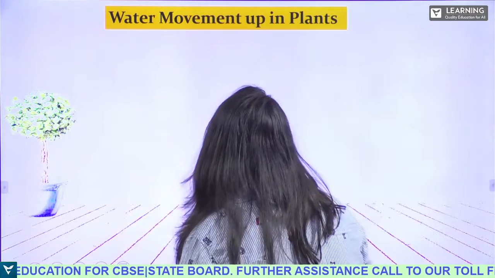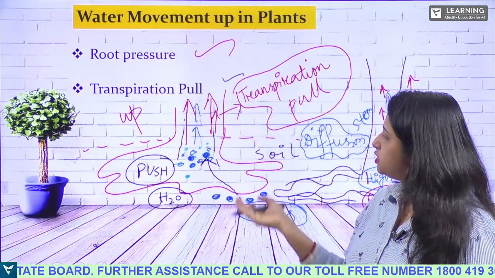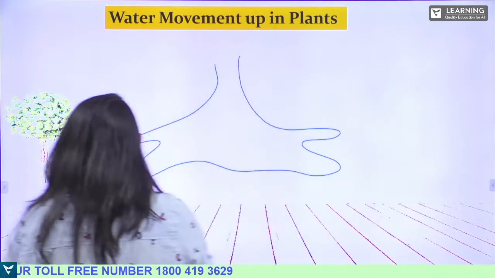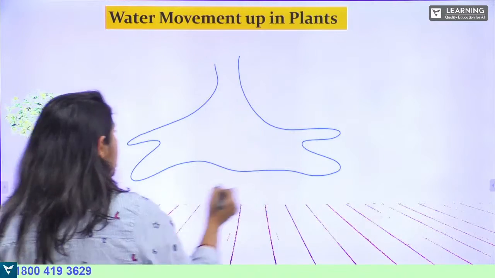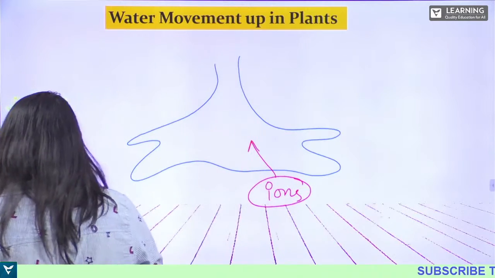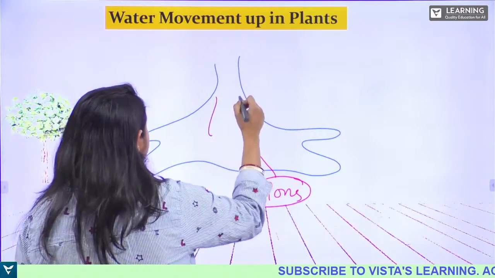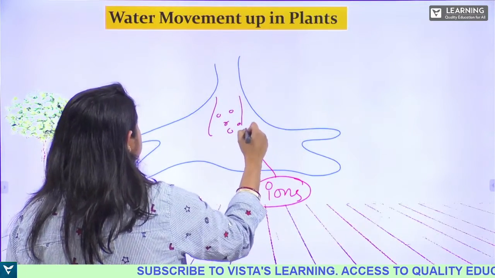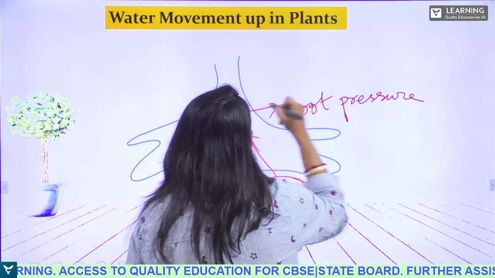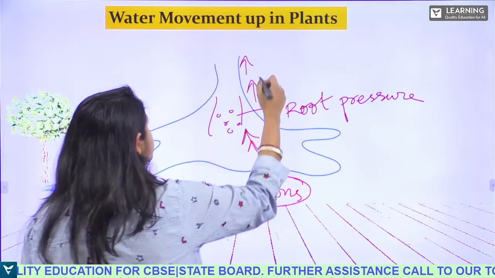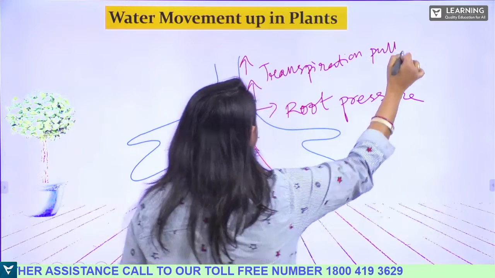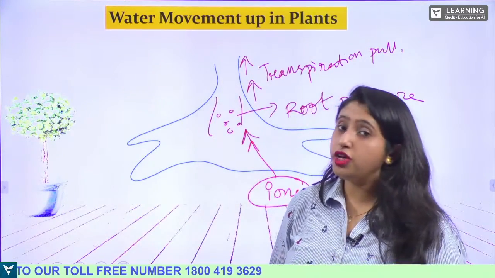Now, water movement up in plants, which we have already seen here. This is the diagram which I have drawn here. Here various ions are present, so these ions also will come along with the water molecules. Along with the water molecules the ions also come, so it generates root pressure, that is pressure generates, and the water molecules need to be transported through the transpiration pull. So this is how the water molecules are moving up in the plants.